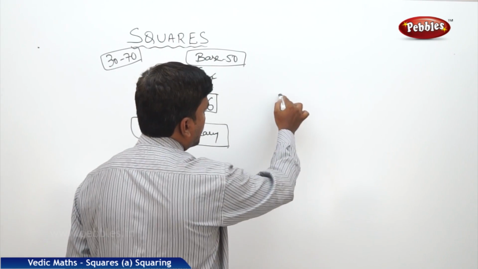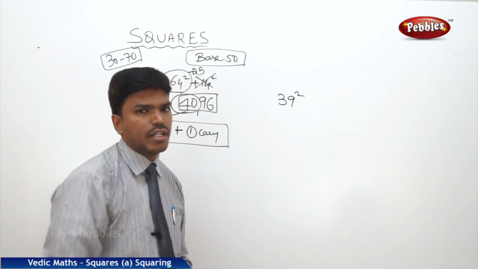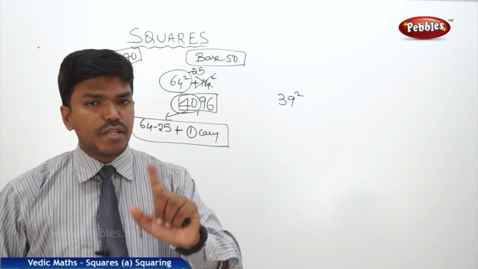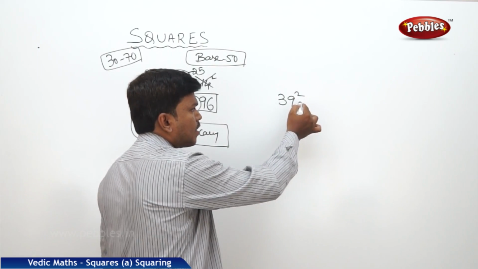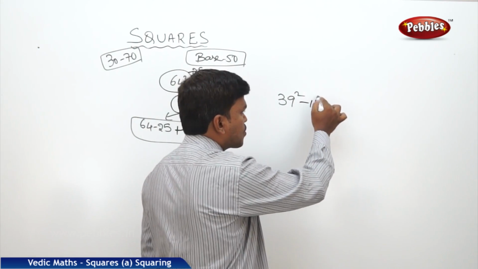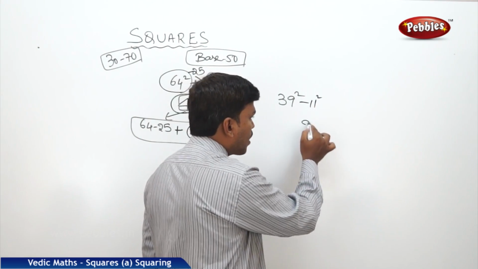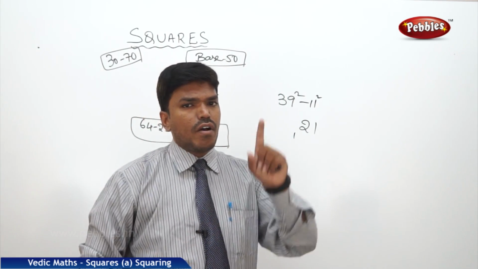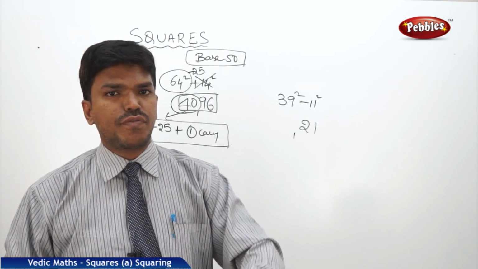We'll take one more example. Suppose I need 39 square. If I compare 39 with the 50, is it more or less? It is less. How much less? 11. So what is 11 square? 121. Writing 21 and 1. Until here the concept is the same for base 100 as well as base 50.